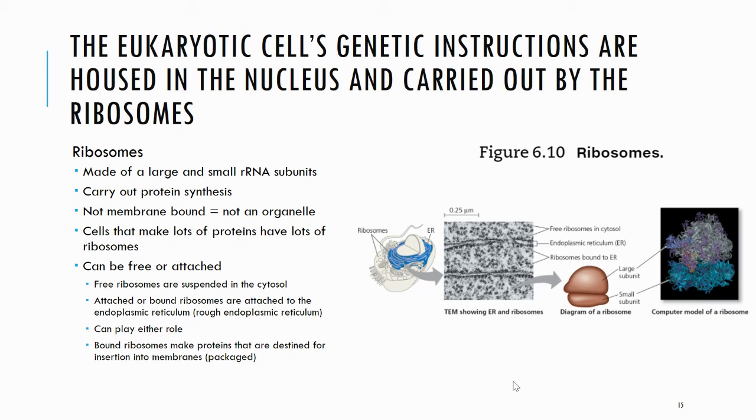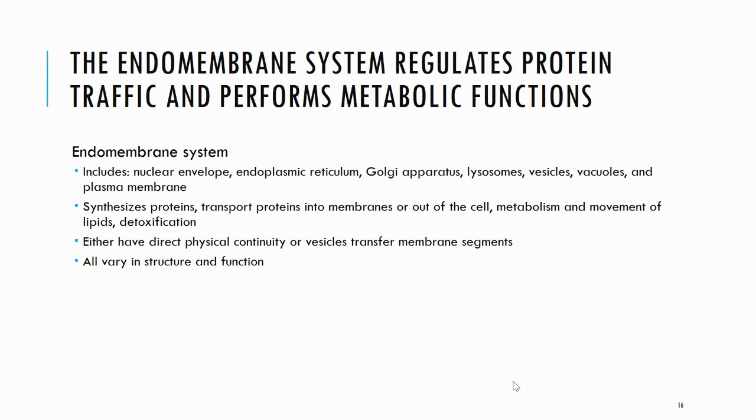They will either be free or attached. Free ribosomes are suspended in the cytosol, and attached or bound ribosomes are attached to the endoplasmic reticulum, which makes it the rough endoplasmic reticulum. And these ribosomes can play either role, so they can be free-floating and then attached, or be attached and then free-floating. It just depends on the situation. Ribosomes that are bound to the endoplasmic reticulum are destined for insertion into membranes and are packaged, as we will see later.